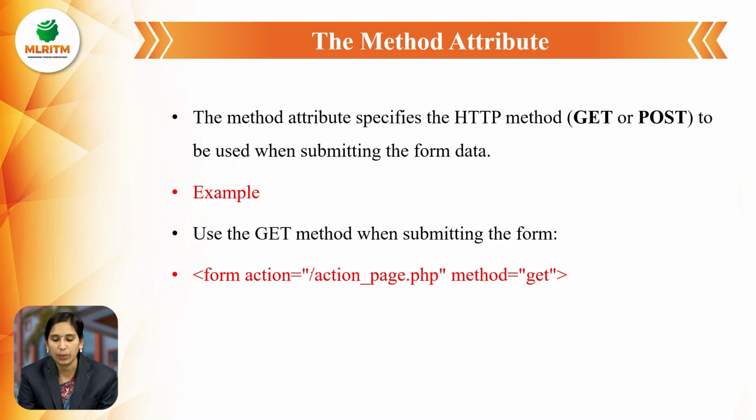The next attribute is the method attribute. The method attribute specifies the HTTP method to use. There are two methods, the get method and the post method, and we use one of them when submitting the form data. Use the get method when submitting the form. The example will be like this: form action equals action_page.php, method is get.